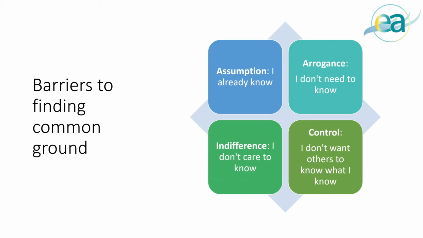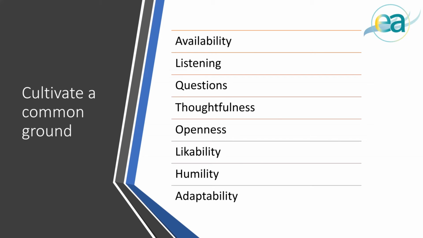So let's take a look at how to cultivate the common ground. So these are the barriers. Let's see how we can do it. This is how we should not do it. Availability. What does it mean? I will choose to spend time with others. I am available when they need me.